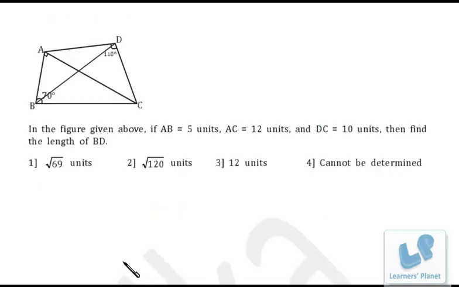Now we have one more question based on geometry. In the figure given above, AB is equal to 5 units, AC is 12, DC is 10. We have to find out the length of BD. That means this length we have to find out. Now friends, here this complete angle is 110 degrees, this complete angle is 70 degrees. That means the sum of these two angles is 180 degrees. That means this quadrilateral ABCD is a cyclic quadrilateral.